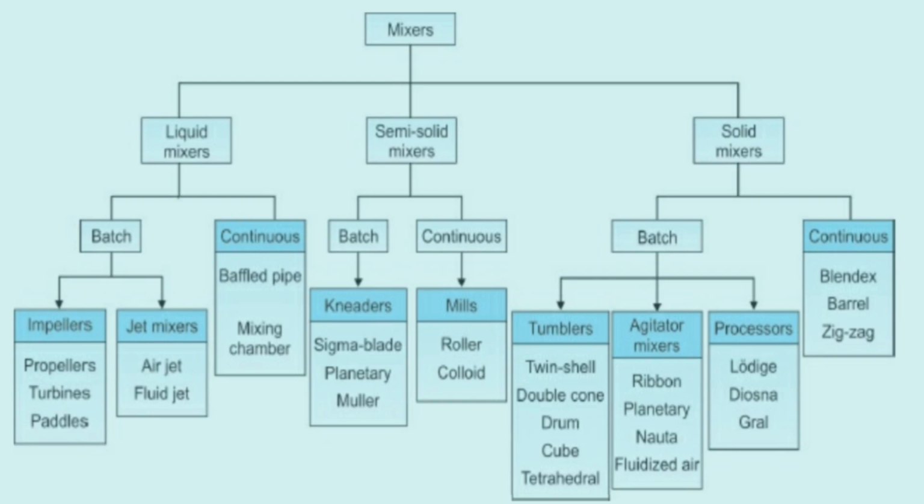Now let us talk about semi-solid mixers. Again, in semi-solid, there are two types, that is for batch and continuous. In batch, kneader type mixers are used, which use blades like the sigma blade, planetary blade, and mulling blade, which mix viscous or dough-like material.